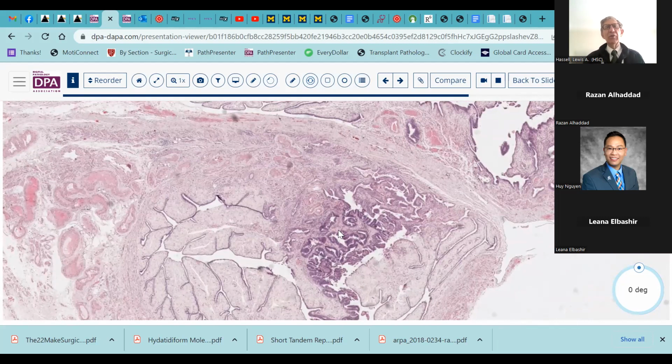Now, the second thing to remember here is that serous carcinoma, high-grade serous carcinoma, and low-grade serous carcinoma, although that's a different topic, is primarily spread intraperitoneally.